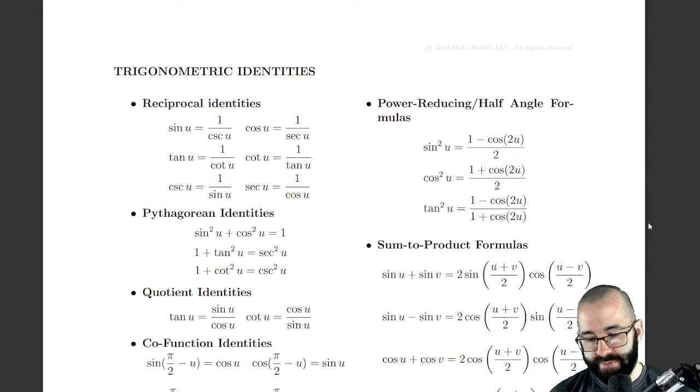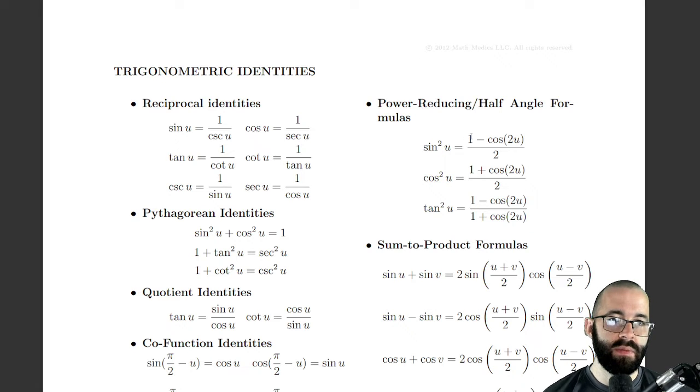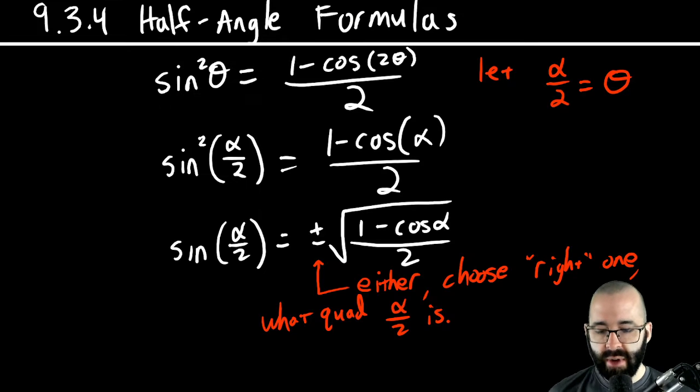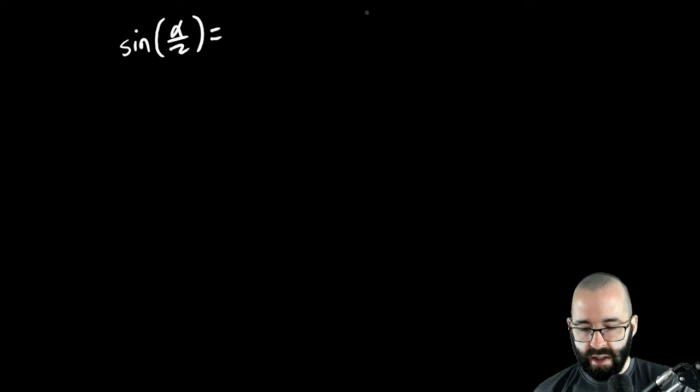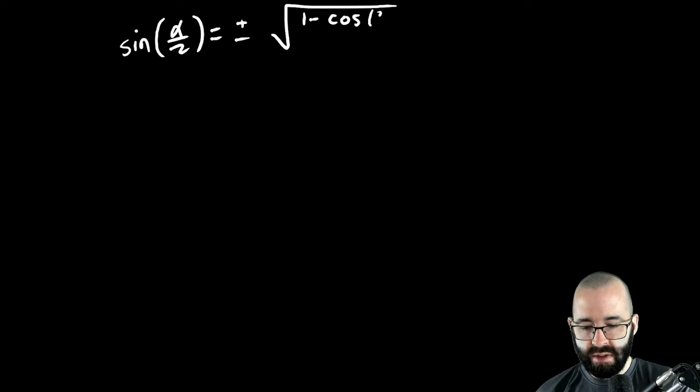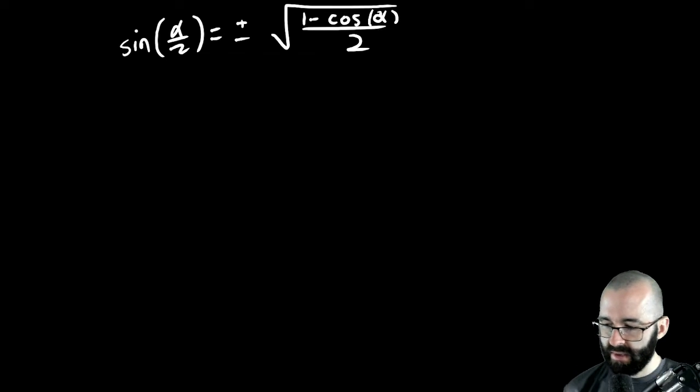And again, if you're using this identity sheet, they're written a little bit differently. You just take the square root and u is alpha over 2. Okay, but if you'd like to write them all down, you can do that as well. So if you write them all down, again, we're going to get that the sine of alpha over 2 is plus or minus the square root of 1 minus cosine of alpha over 2.